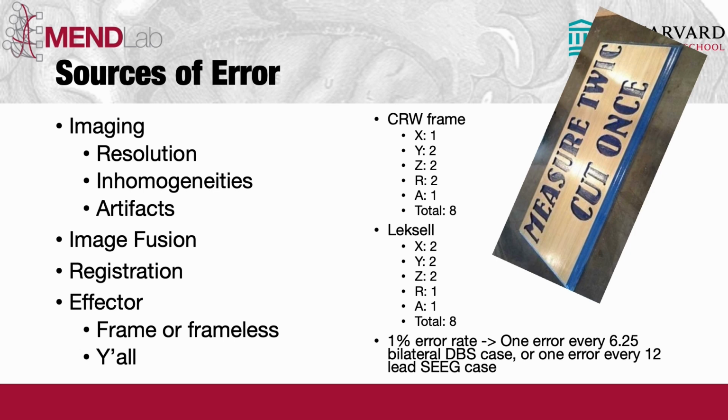And this is particularly acute in the frames where you have a lot of measurements to make. So the Leksell frame, there are about 8 measurements you do. There's typically 2 X's, 2 Y's, 2 Z's, 1 arc and 1 ring measurement, totaling 8 measurements you have to make for every trajectory. And let's say that you have a 1% error rate. That means you're going to have an error every 6 or so DBS cases when you're doing bilateral trajectories. Or if you're doing 12 leads in an SEEG case and using something like the CRW frame, that means you're going to make an error every case. So it's important to check these measurements, and not just yourself, but whoever's assisting you, because humans make mistakes.